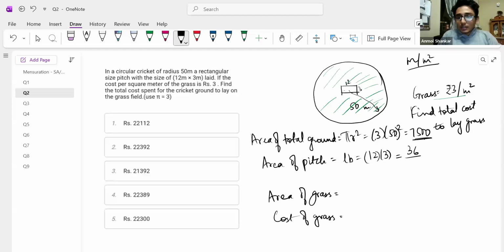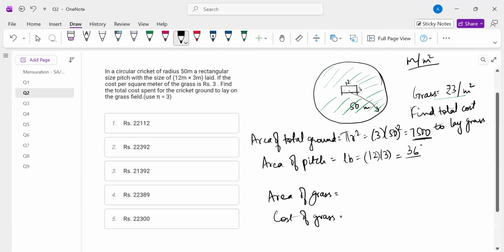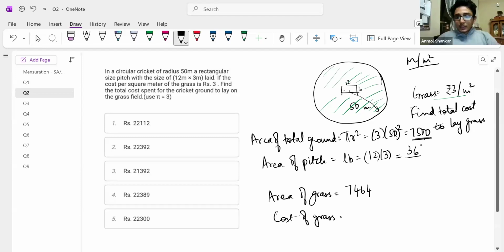Oh, sorry. Correct, 7536. So, what is the area of the grass? 7464, sir. Very good. Yeah, 7464. This minus this we have to do. In the pitch there will be no grass, in all the remaining places there will be. So, this is the area.